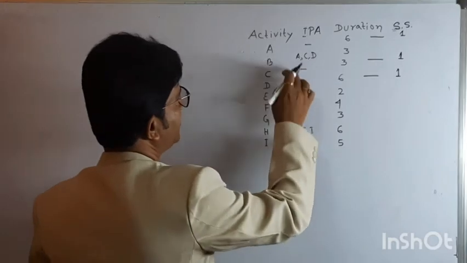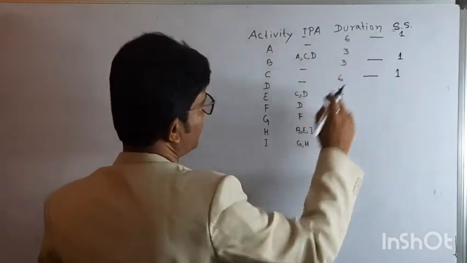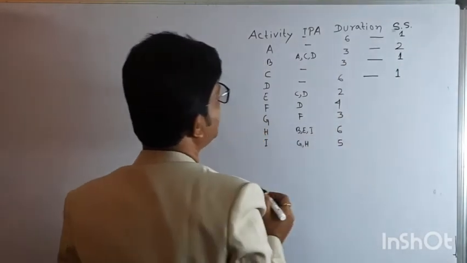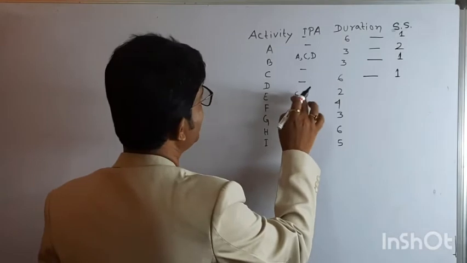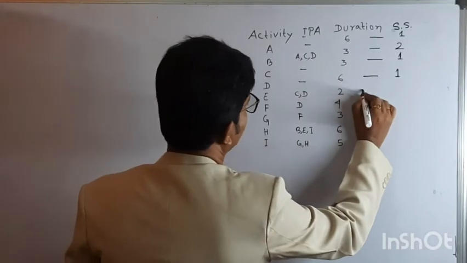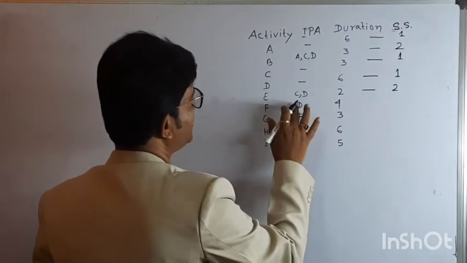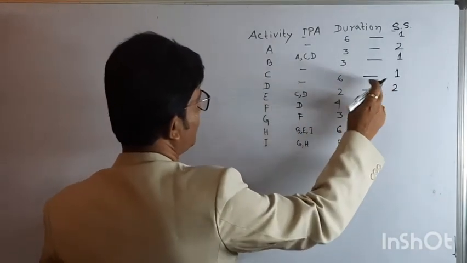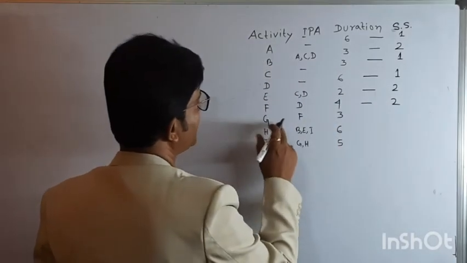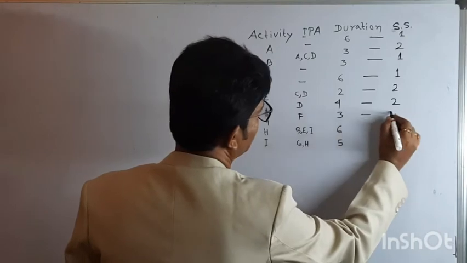Similarly for B, the IPA is A, C and D, which all have sequence step number 1, so B will be marked as sequence step number 2. E is dependent on C and D, which have sequence step number 1, so E will be sequence step number 2. F has IPA D, which has sequence step number 1, so F will be sequence step number 2. Now G has IPA F, which has sequence step 2, so G will have sequence step number 3.